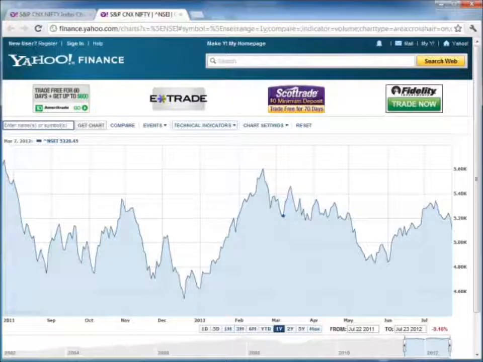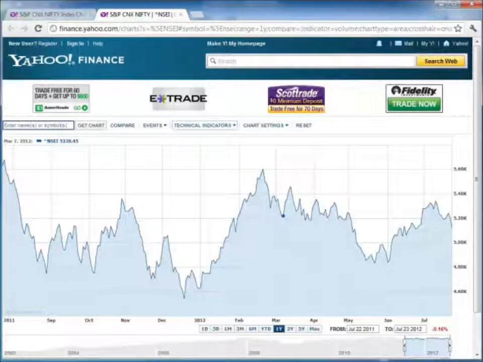Here I have a chart of the Nifty index over a 1-year period. So this is from July 2011 to July 2012. And what I'm going to do is show you how to plot a simple moving average and what it looks like. It's fairly straightforward. So in Yahoo Finance, I have to pull up the Nifty index, which you can do quite easily if you just go to finance.yahoo.com and search for Nifty index.